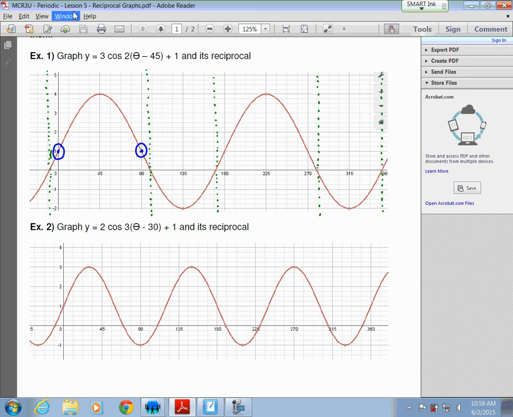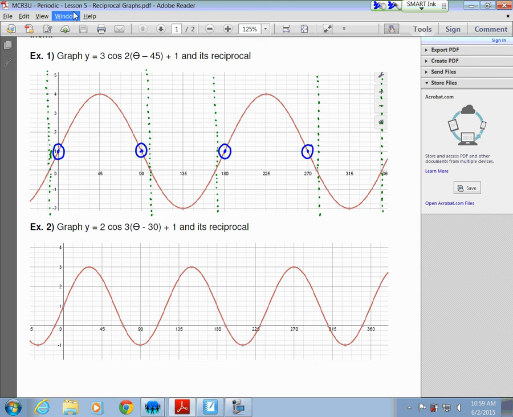When y is equal to 1, when you flip it, 1 over 1 is still 1. So that's going to be a point. Right? So I'm going to do another point up here at about 180. Another point here at about 270. Right? On the bottom, where is it going to be at the bottom and why?